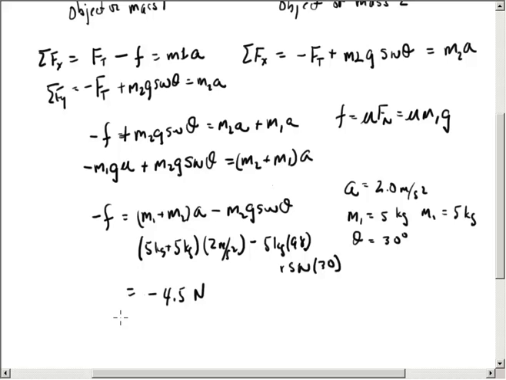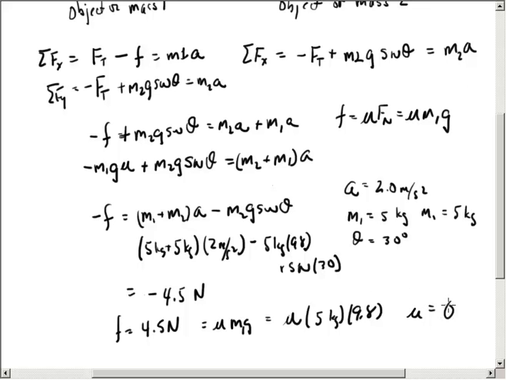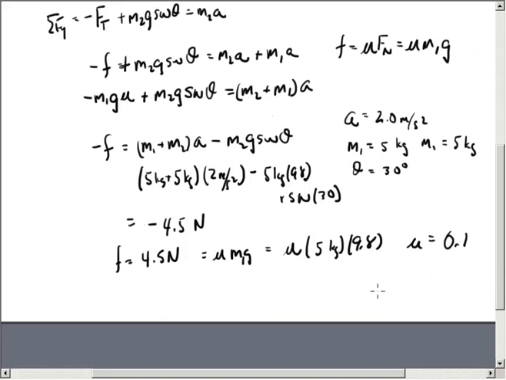And since we know that F is equal to 4.5 newtons, that means that's going to be equal to mu times m1g, which is mu times 5 kilograms times 9.8, and we can solve for mu, and that's equal to 0.1. End of problem.